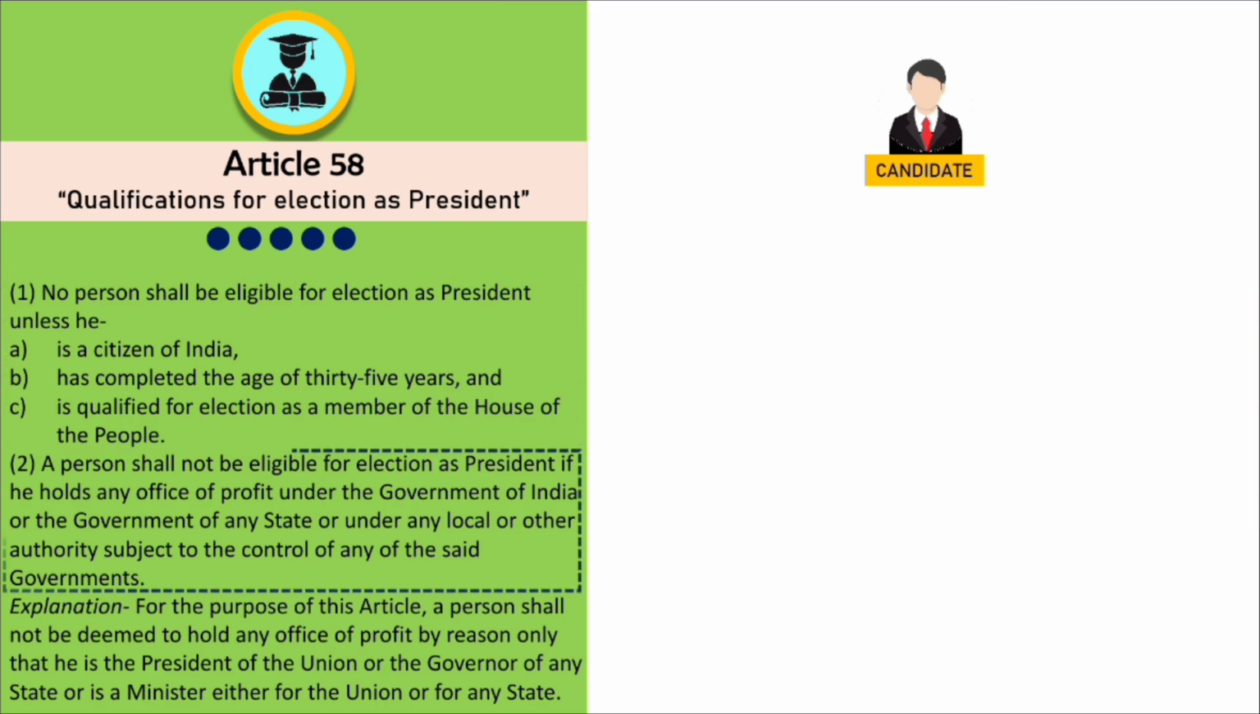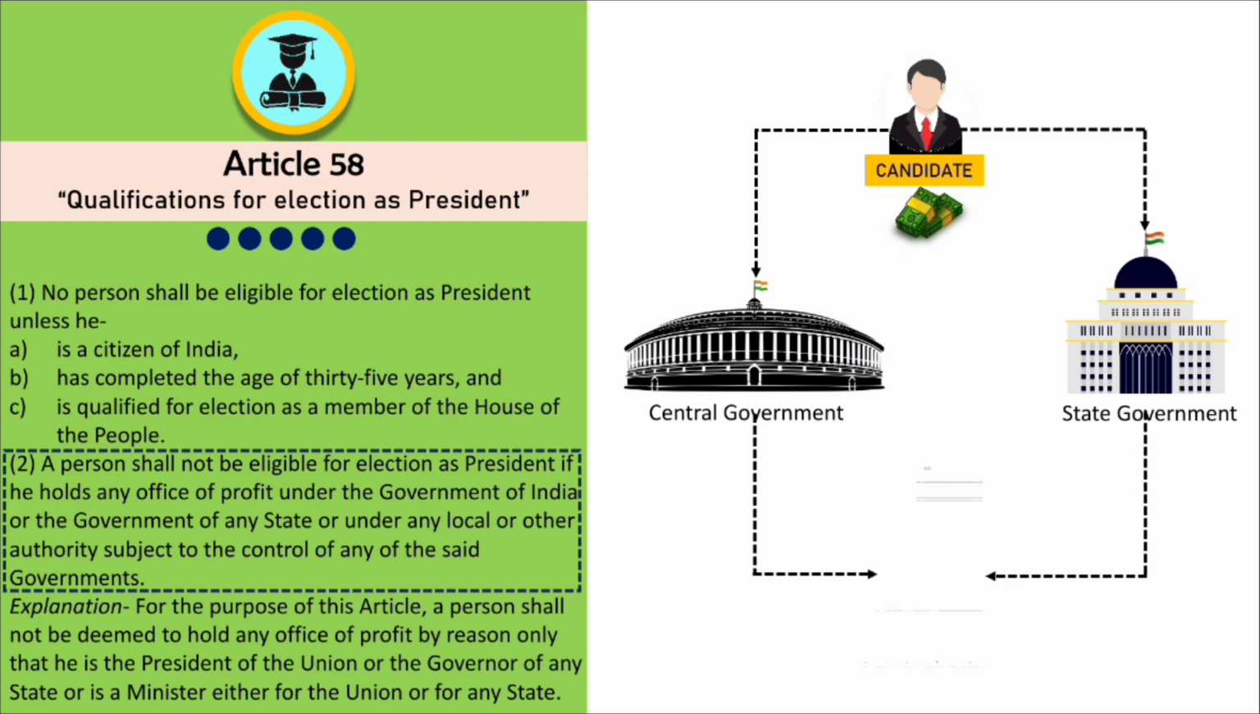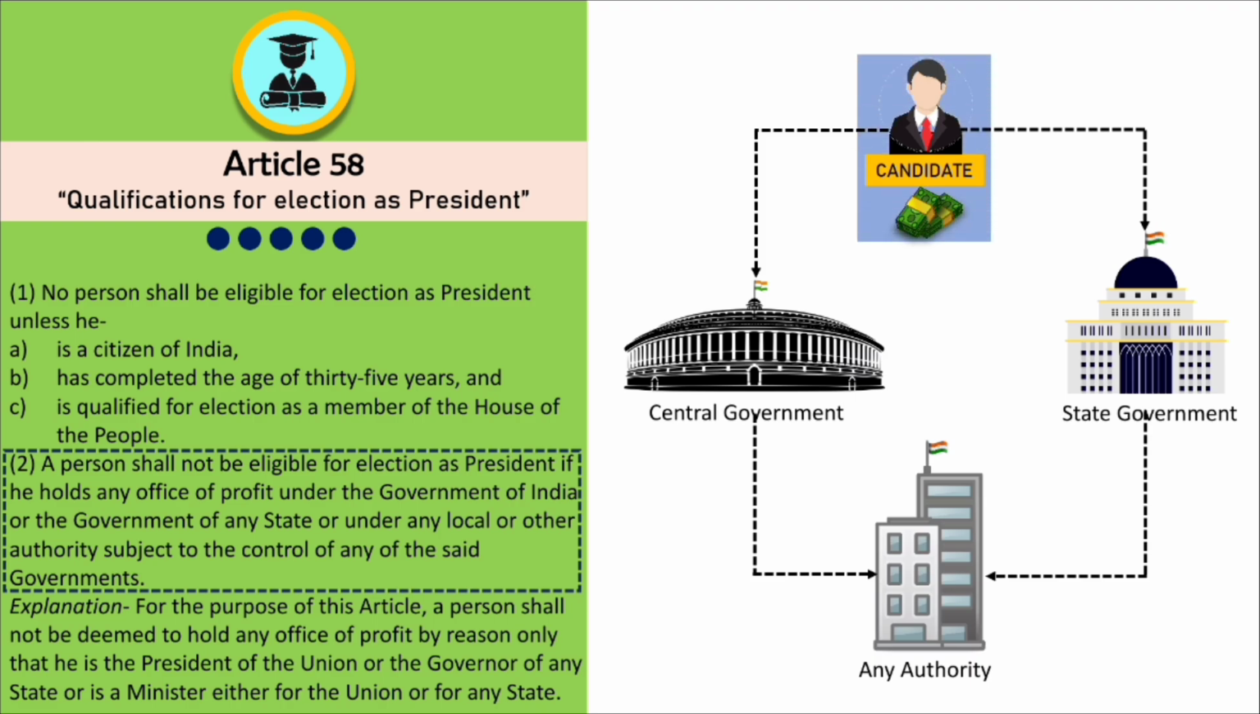Now, the second clause of Article 58 says that if a person wants to become the President of India, he or she cannot have any job that is paid by the Indian government, any state government, or any local authority controlled by central or state governments. This rule is meant to ensure that the person who wants to become president is not influenced or controlled by any government job he or she might have. This helps the president make fair and independent decisions.